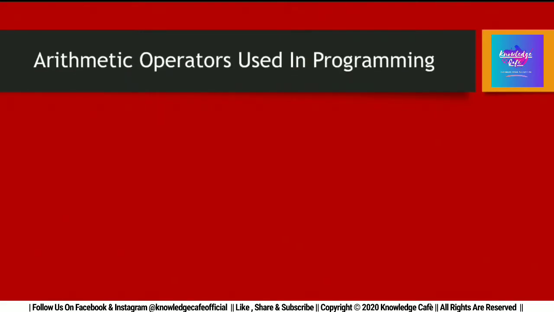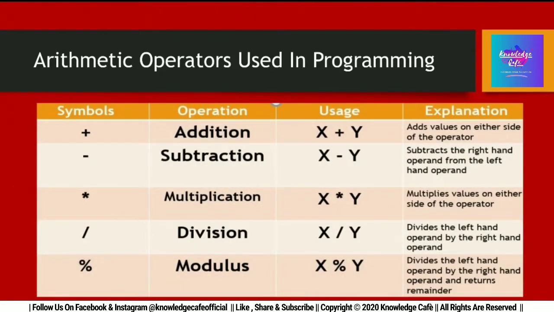Now let's see what are the arithmetic operators used in programming. As you can see, there are 5 arithmetic operators used in programming. They are addition to add two variables, subtraction to subtract the right hand operand from the left hand operand, multiplication multiplies values on either side of the operator, division, and lastly modulus. Division is used to find the quotient and modulus is used to find the remainder.